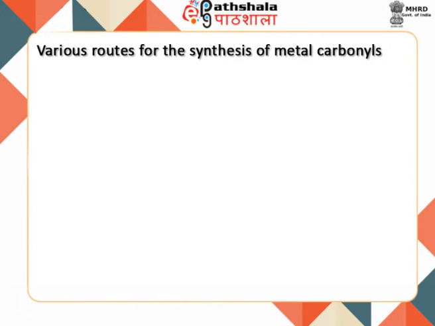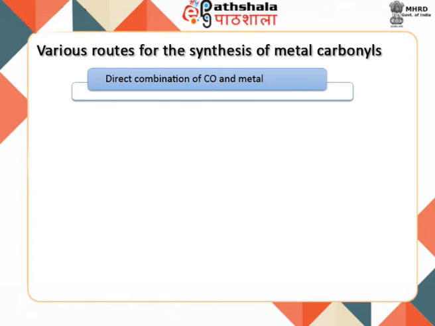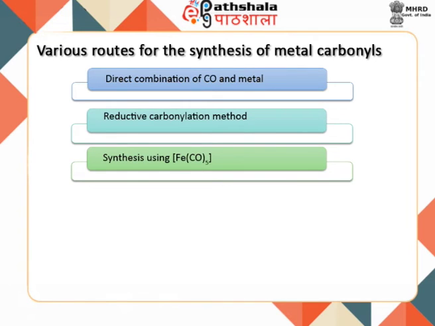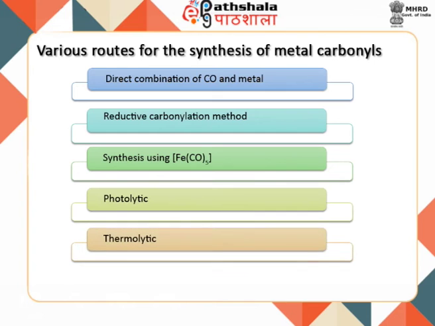Various methods that are used nowadays for the synthesis of metal carbonyl complexes are direct combination of carbon monoxide and metal, the reductive carbonylation method, and synthesis using pentacarbonyl ion. There are also photolytic and thermolytic methods available. On the other hand, the synthesis of heteronuclear and ionic metal carbonyls is carried out using different methods, which will be discussed in the subsequent slides.